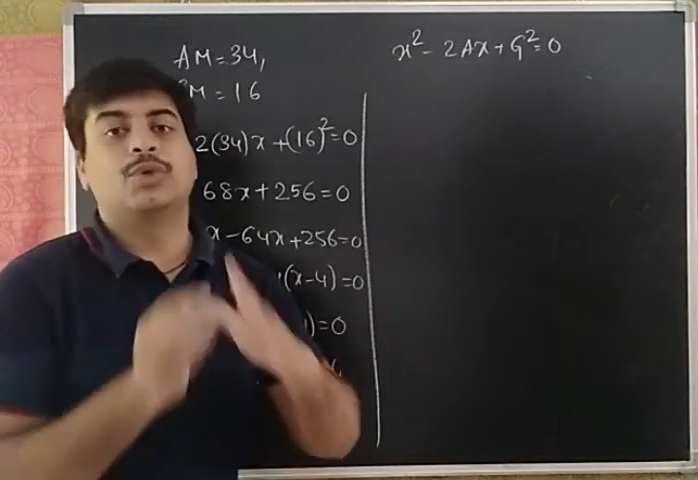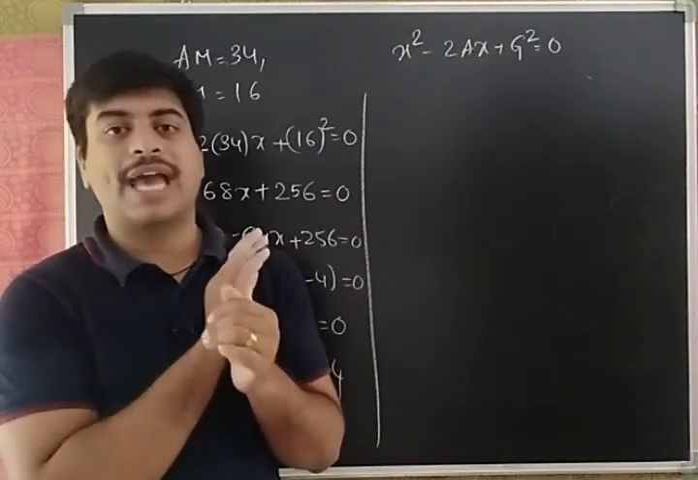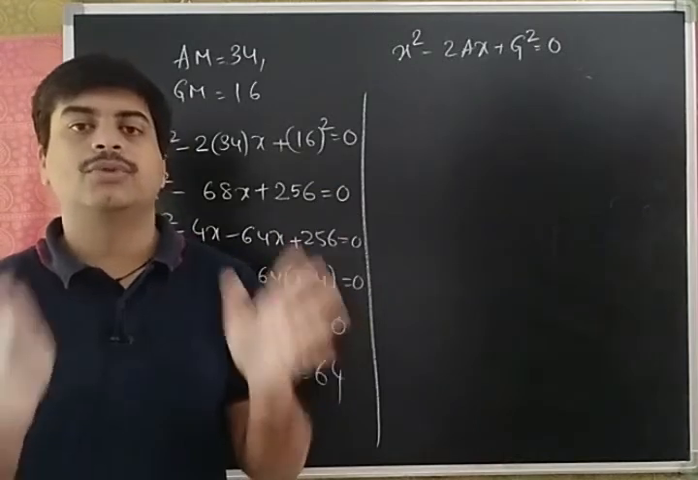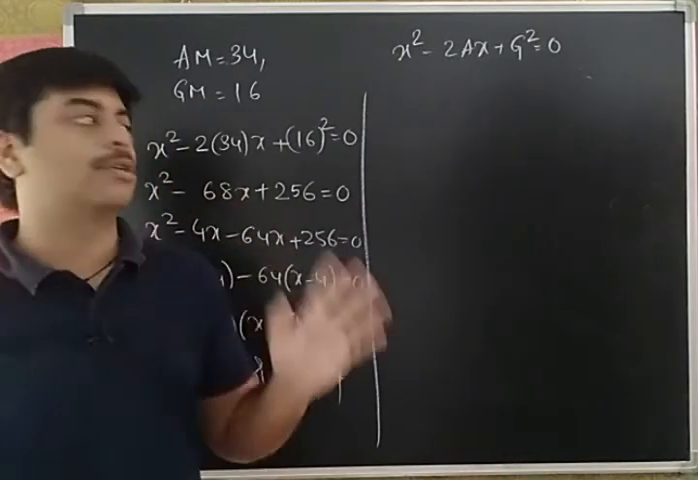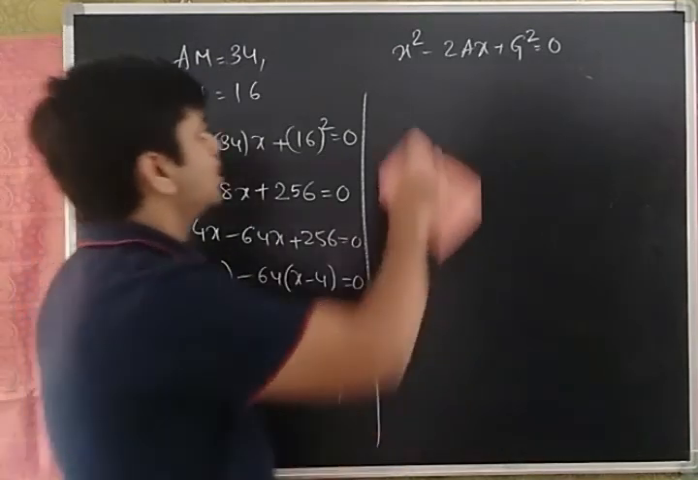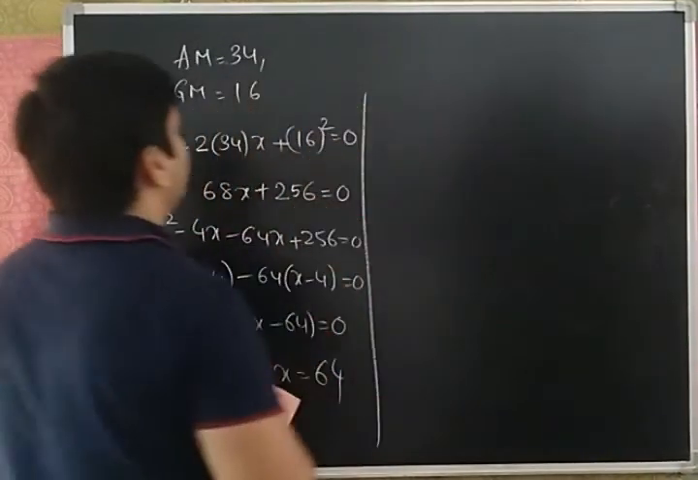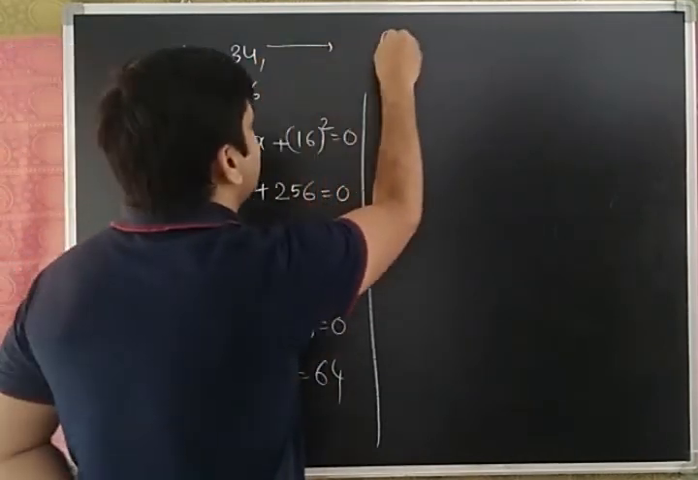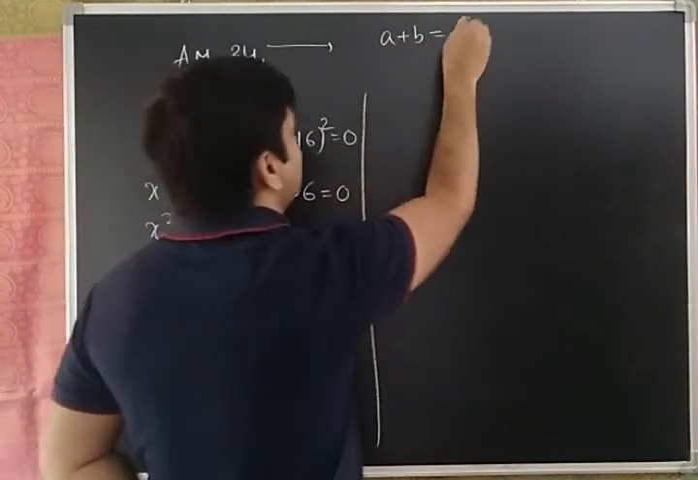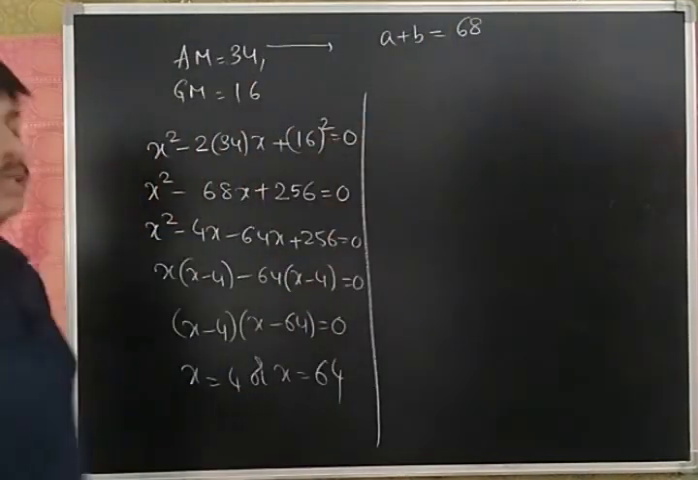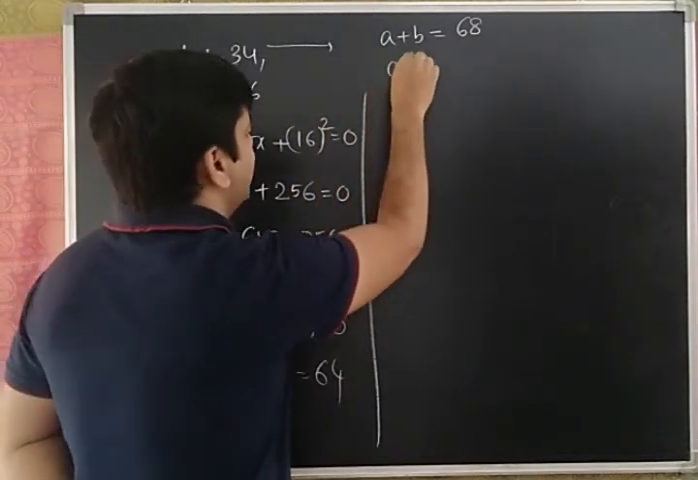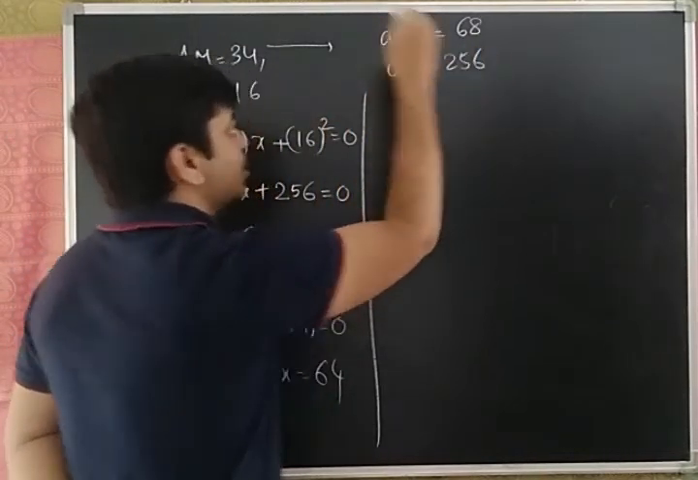Okay, let us assume that you don't know this formula, you don't know this application, you don't have any knowledge of this process. So then what to do? Nothing to do, just do the basic process, whatever you know. So the arithmetic mean of two numbers is a plus b by 2. a plus b by 2 is 34, so a plus b will be 68. Correct? And root ab is 16, so ab is equal to 256. We have this relation, right?